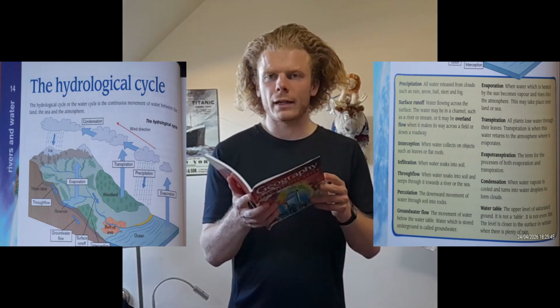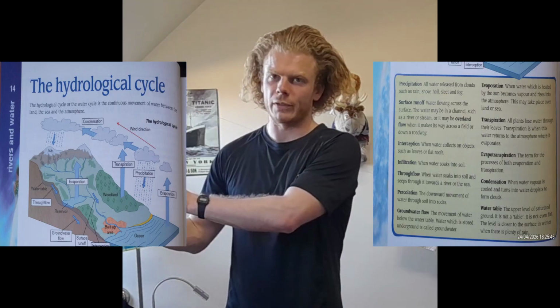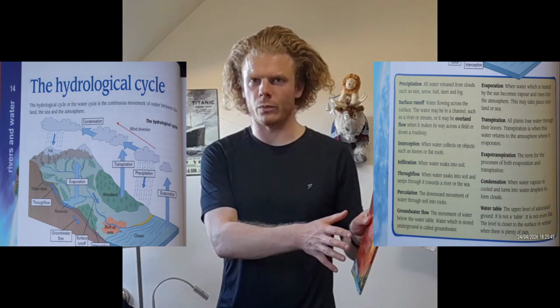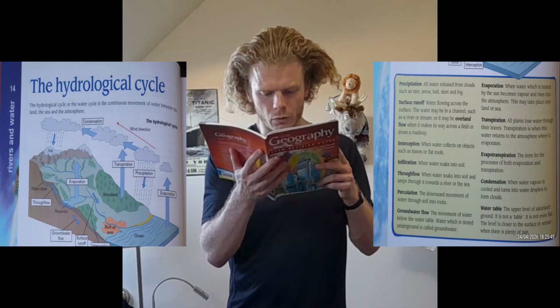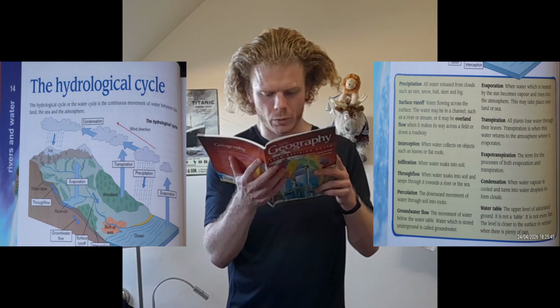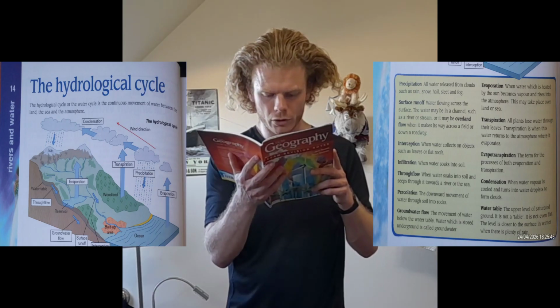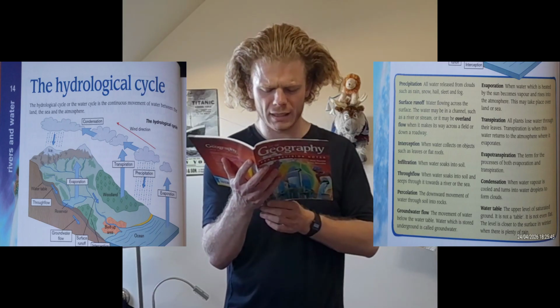Oceans are too big, it's just raining on another side again, or the river flows in, so it doesn't work that your water is taken away. Transpiration. All plants lose water through their leaves. Transpiration is when this water returns to the atmosphere where it evaporates.